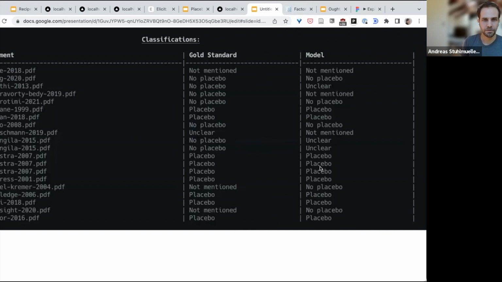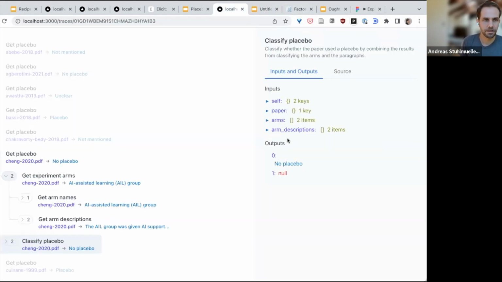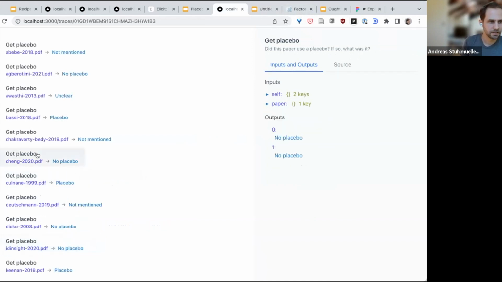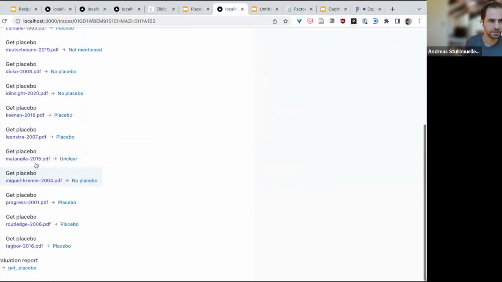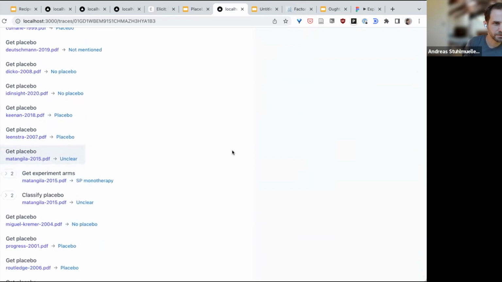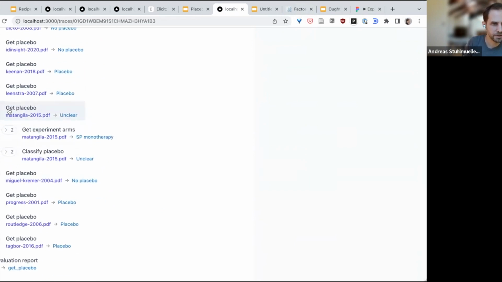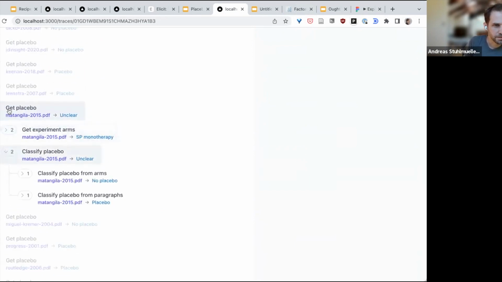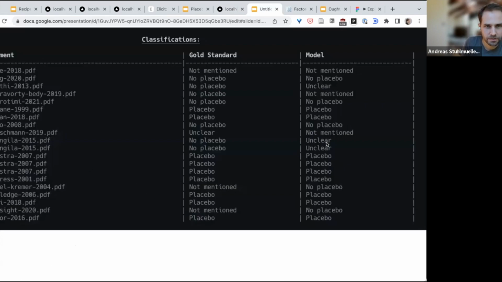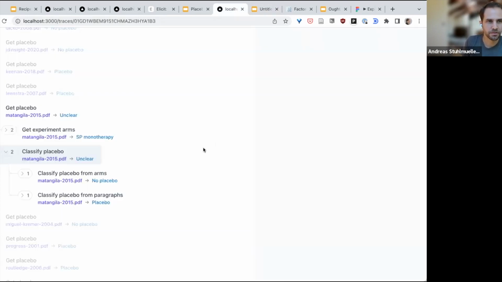And so the question is, what happens next? What happens next is we look at the paper and ask where this unclear comes from. Here's the classification. We have unclear here because the classification from trial arms said no placebo, but the classification from paragraphs said placebo. And we know from the gold standard that no placebo is correct.